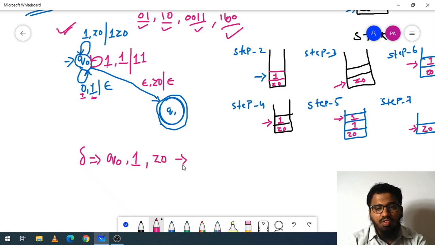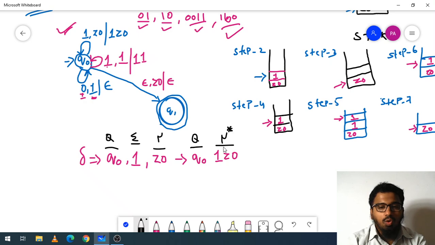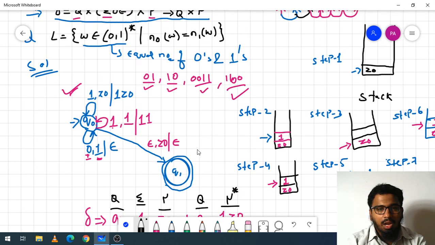And what answer are we getting for this? We are getting Q0, 1 Z0. What is this? This is Q. This is sigma. This is tau. This is Q. And this is delta, tau closure.